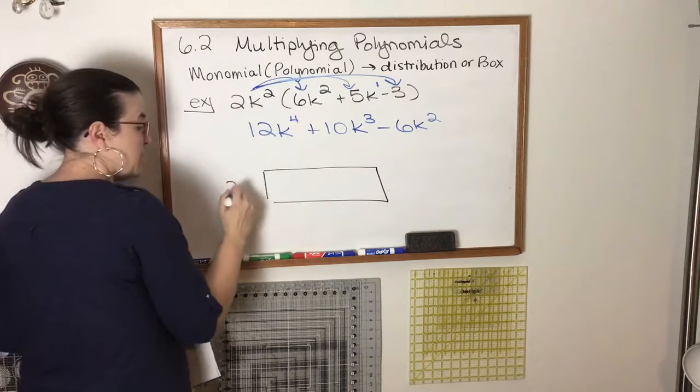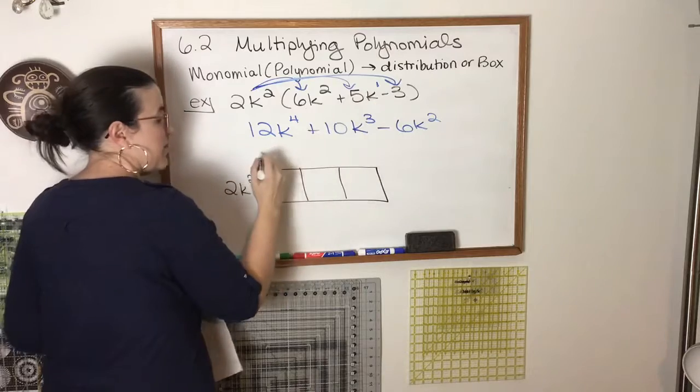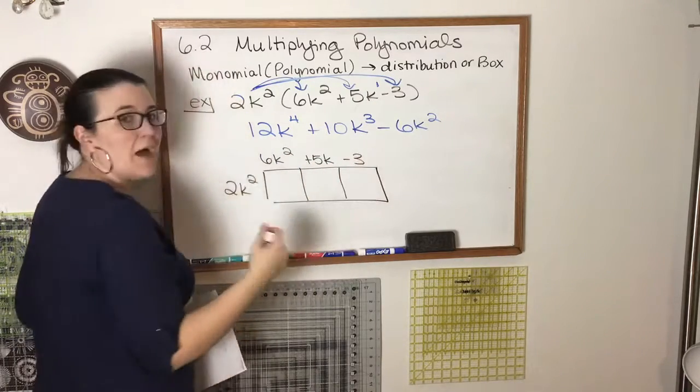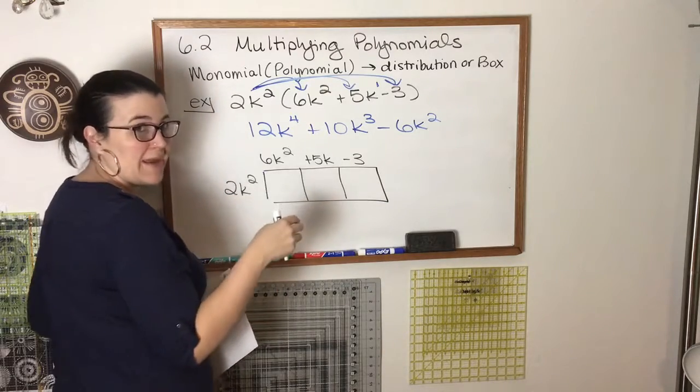I'm going to take this 2k squared on the outside, and then I'm going to break it into 3 boxes and put the 6k squared, the positive 5k, and the minus 3 on top. And then it's like an old-fashioned multiplication table where you're going to multiply in.